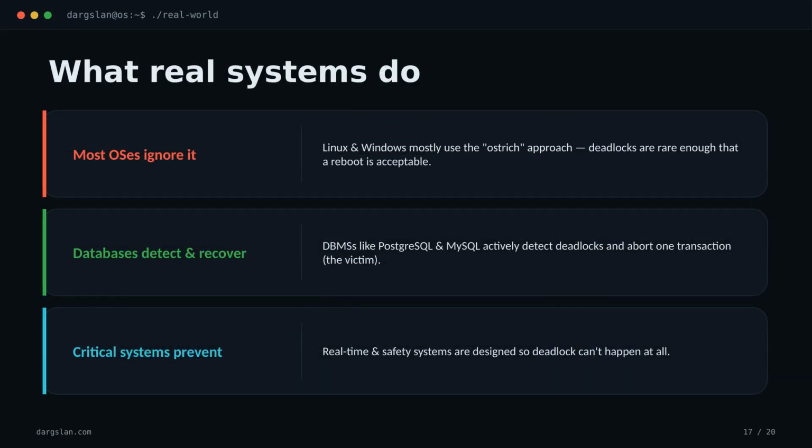So how do real systems actually handle all this in practice? It turns out the approach really depends on the stakes. General-purpose operating systems like Linux and Windows mostly just ignore the problem. It's called the ostrich algorithm because deadlocks are rare enough that a reboot is an acceptable fix. Databases like PostgreSQL and MySQL take it more seriously. They actively detect deadlocks and abort one transaction, the victim, to break the cycle. And in real-time or safety-critical systems, deadlock simply isn't allowed to happen. They're designed from the ground up to prevent it entirely.